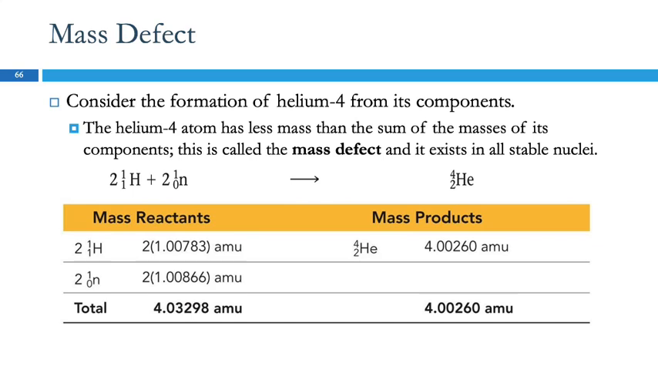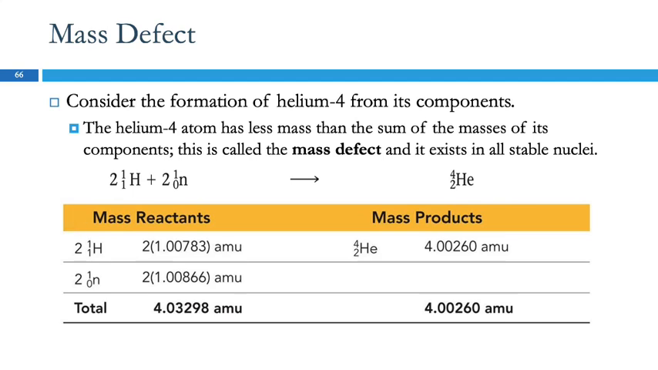So let's look at the helium-4 nucleus. We're just ignoring the electrons, since we're not looking at the electrons in the products or in the reactants, so we're just leaving those guys out. A helium nucleus has two protons, which are the same as a hydrogen, and 2 neutrons. That makes a helium nuclide. So the helium nuclide has a mass of 4.00260 atomic mass units.